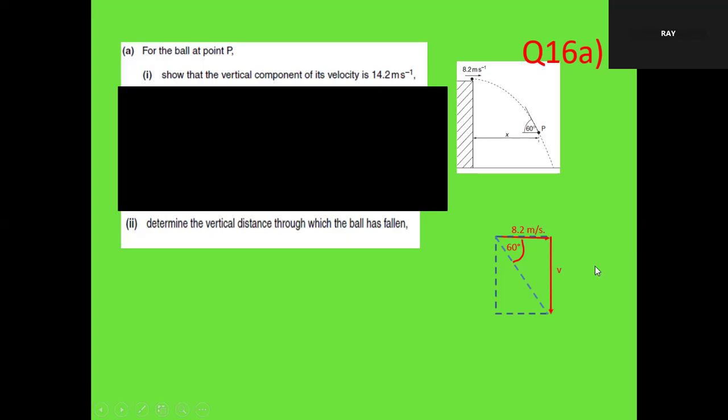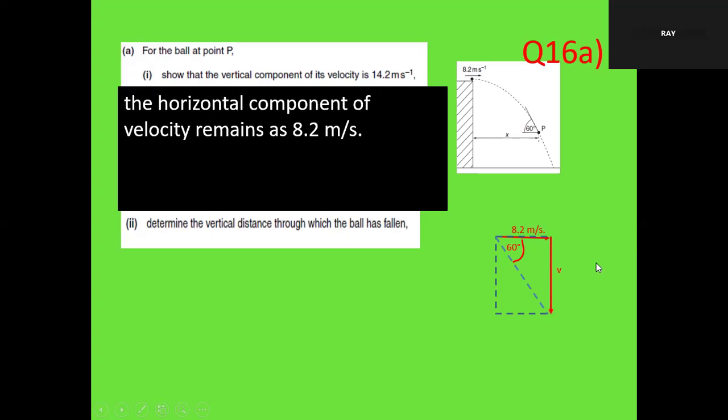Right? The horizontal component of velocity remains at 8.2, no air resistance. So we use tangent. Tangent 60 is V over 8.2, and calculate. Next: determine the vertical distance through which the ball has fallen. What's your answer?